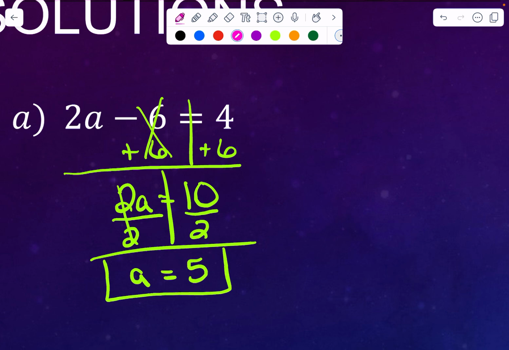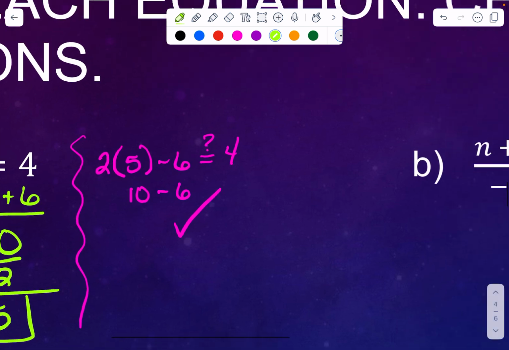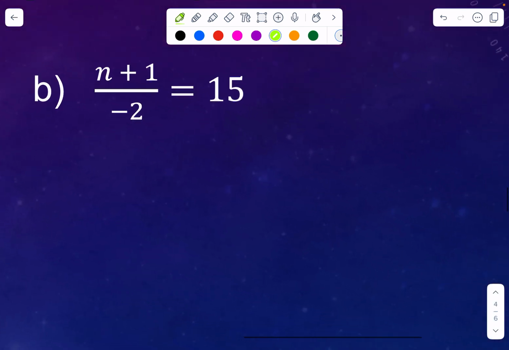Then we could go through the check. Here's what the check looks like. You just literally would go 2 times 5 minus 6. Does it equal 4? 2 times 5 is 10. 10 minus 6, yes, that equals 4. So we know we got the correct answer. Okay, let's try B here.